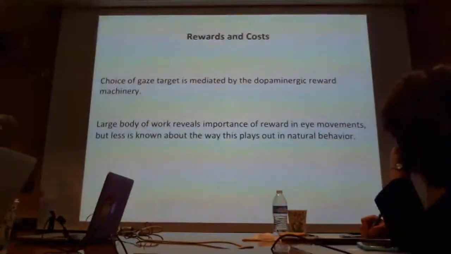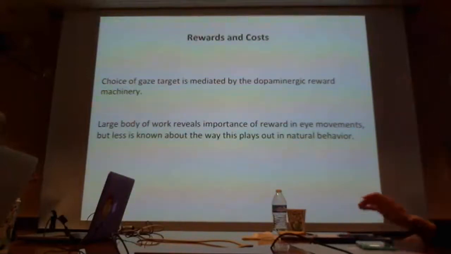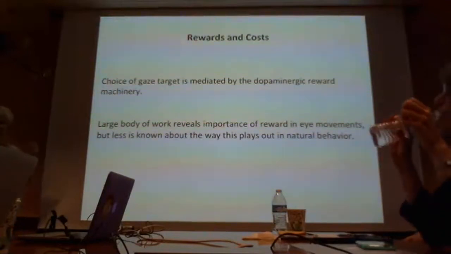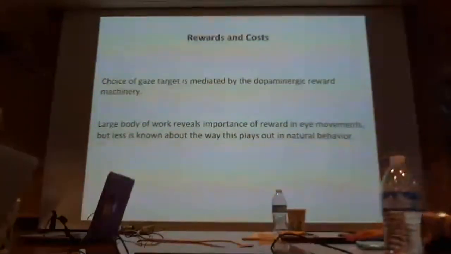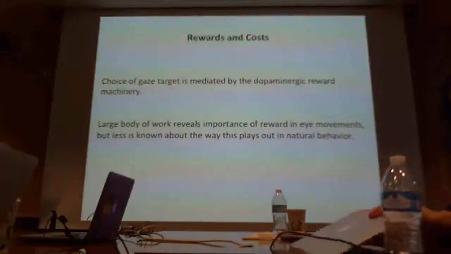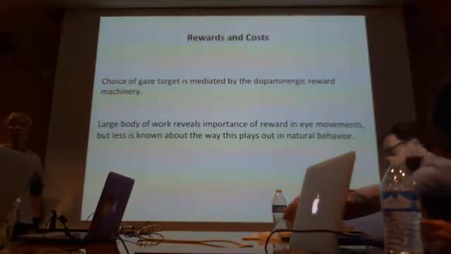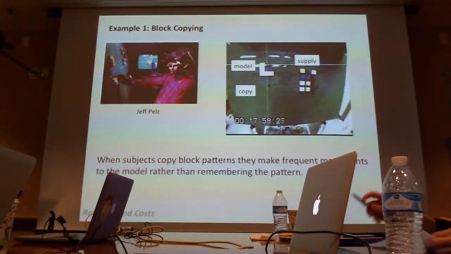So rewards and costs. We know that there's a huge amount of work now over the last 15 years or so about the importance of the dopaminergic reward machinery, and also its role in the control of gaze. Practically every eye movement region not only computes where you're going to go, but how good it is for you. But in spite of this large body of work, these are all within fairly rigid experimental paradigms. So how does that play out in your natural behavior? I want to argue that it's a very pervasive and fundamental part of behavior.